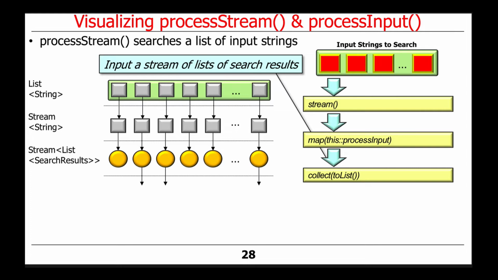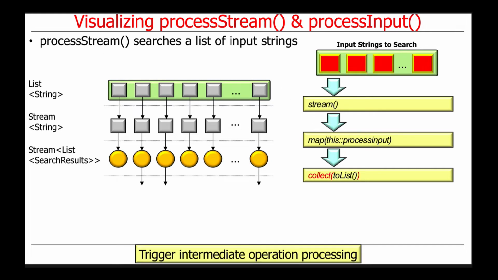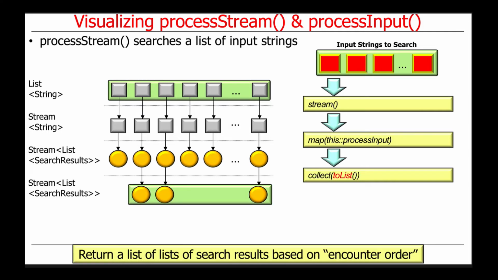Then the final thing we do is collect the lists of search results, and calling collect will trigger the intermediate processing, which causes these other operations to run. It will then create a list of the search results based on so-called encounter order. Encounter order is just the original order in which the works of Shakespeare were encountered. So if Hamlet came before Macbeth, which came before Twelfth Night, that's the order in which the output will come through as well.